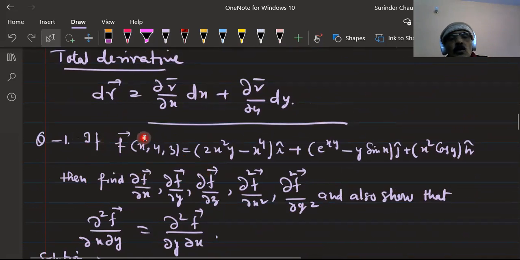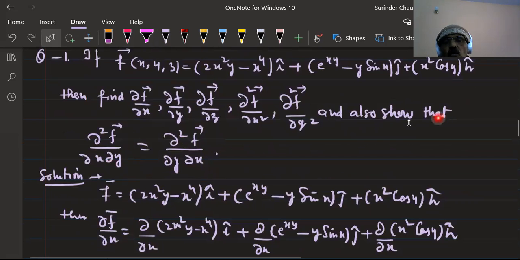Now, let us use the concept which we have studied just now. If f is a function of x, y, z, and the x component is given, the y component is given, the z component is given, then find the partial derivative of f with respect to x, with respect to y, with respect to z, the second derivative with respect to x, with respect to y, and so on. And also show that the mixed partial of f with respect to y then x, and x then y, are equal if f has continuous second order derivatives.